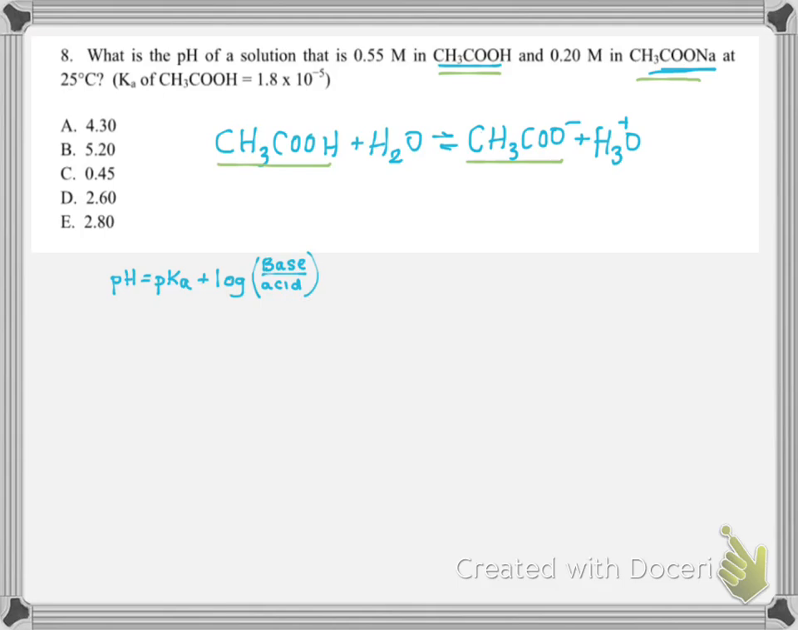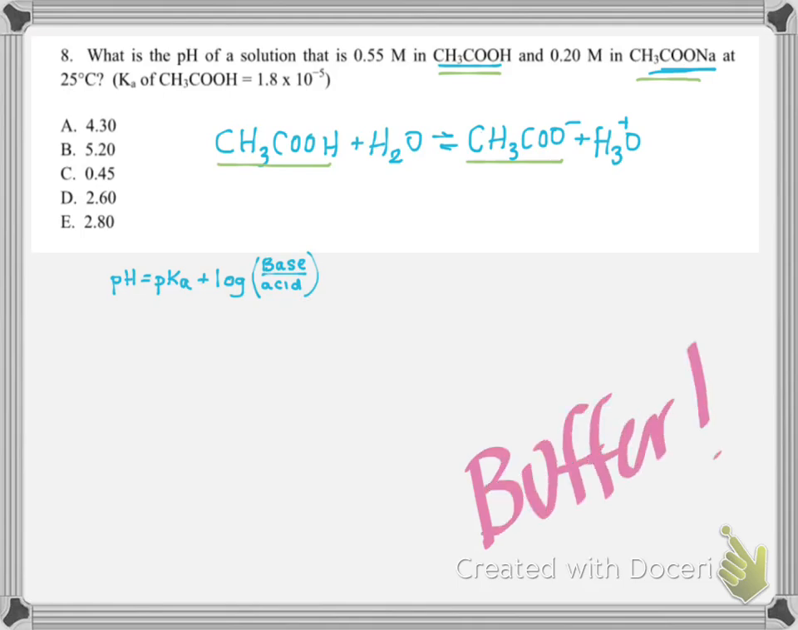And whenever that happens, what do we have? A buffer! Okay, because we have something that's weak, and we have its conjugate. And so the nice thing about buffers is that we can use this Henderson-Hasselbalch equation, which I've written here, to get the pH. And it's simpler than doing an ice table.